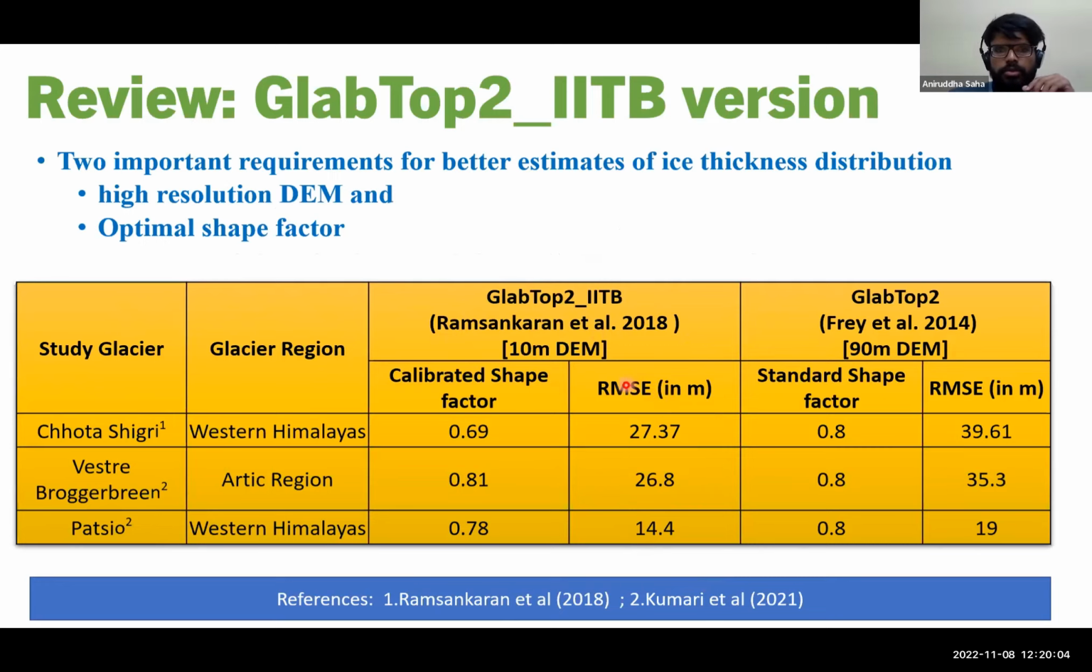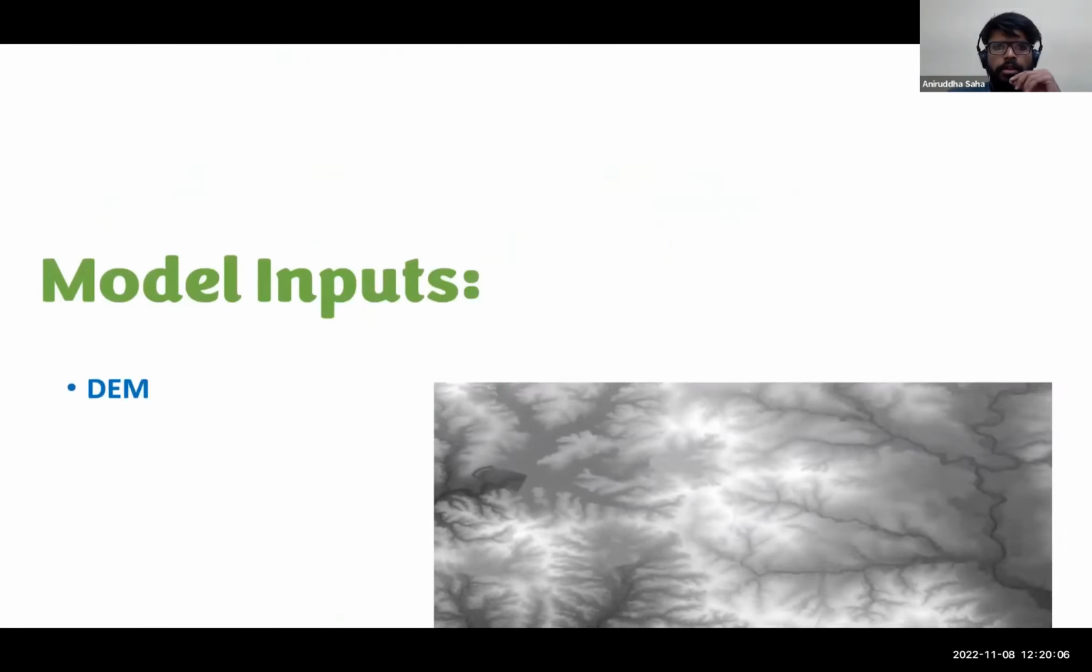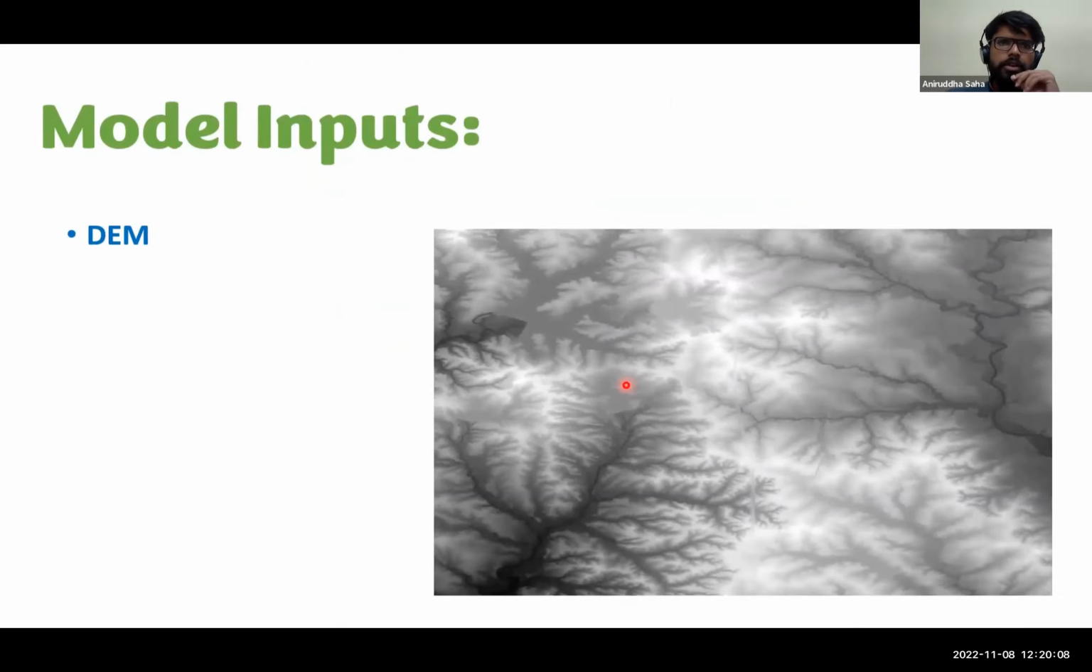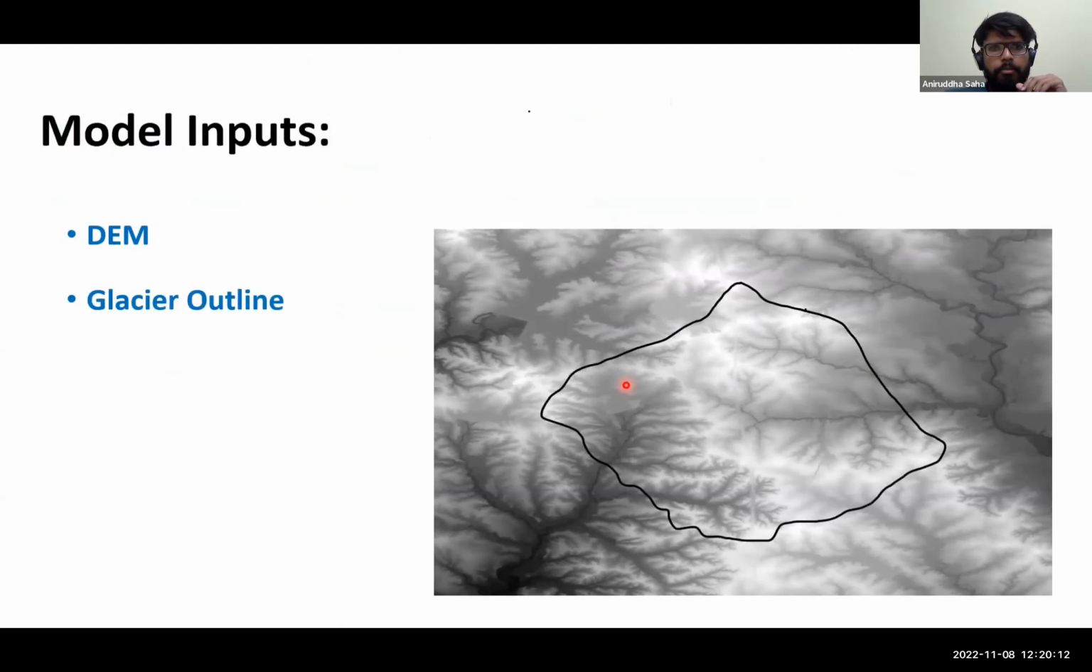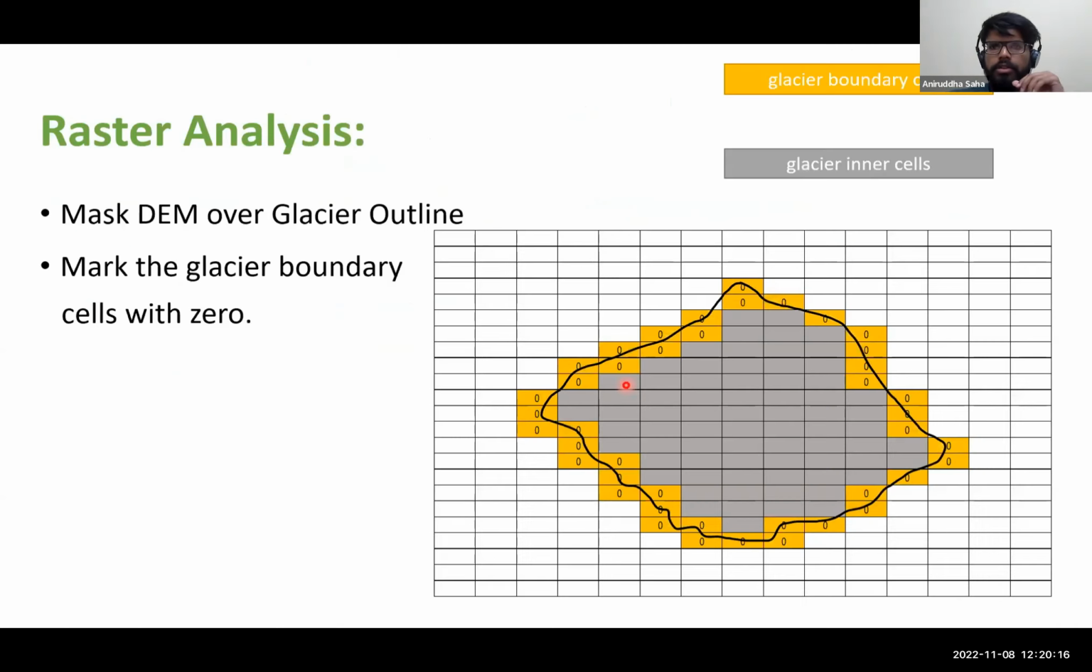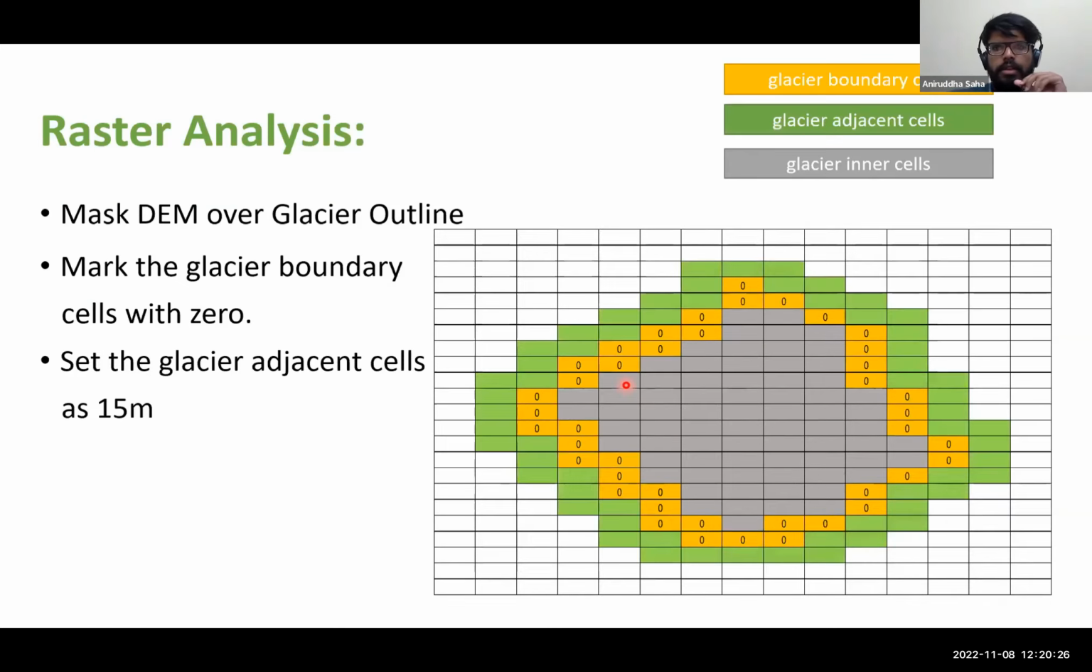So let's move ahead with this. As discussed, the model requires quite simple inputs, the DEM and the glacier outline. What is done is that the glacier boundary cells are given a value of 0. The gray cells that you can see are the glacier inner cells, and there are the glacier adjacent cells which are assigned a value of 15.